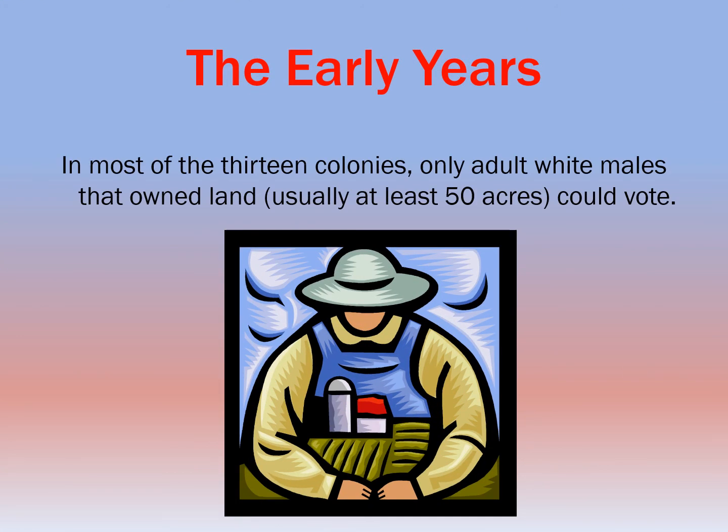As far as voting in the original colonies, though, most of them allowed only adult white men that owned land to vote, and they did that because they thought, well, they have a bigger stake in society, they have more of an interest in the laws and regulations of society, and so you had to own some land to be able to do that. And like I said, it was only white men.